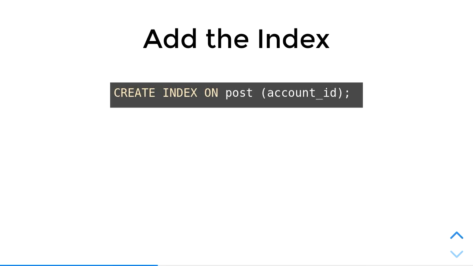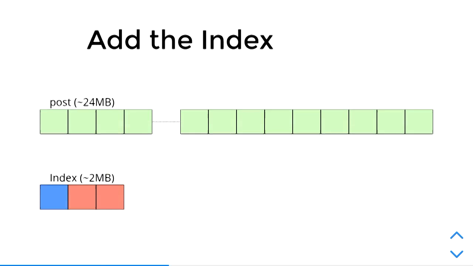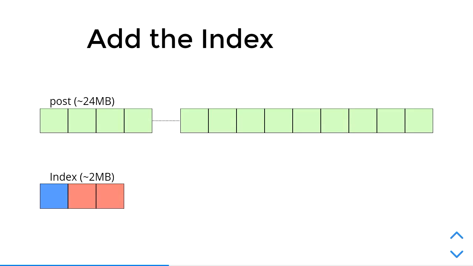So we're going to add the index, and it's as simple as saying create index on this table for account ID. This has a cost, of course. Now our page for the post has 4.4 meg of indexes. So that's doubled in size, which is not surprising because it's an index across one field. Should be about the same size as on the primary key. But in comparison to the original table size, it's tiny. It's only 2 meg compared to 24.